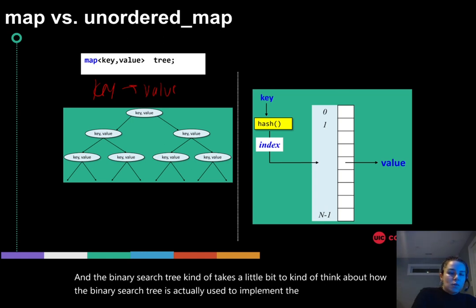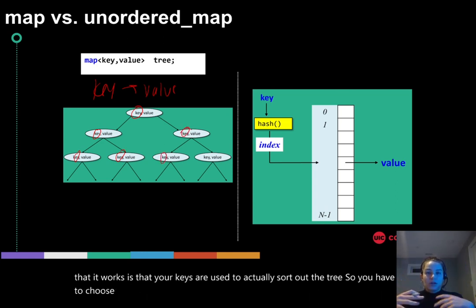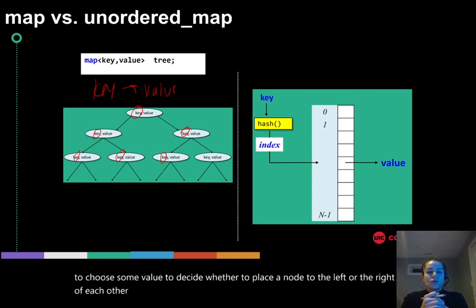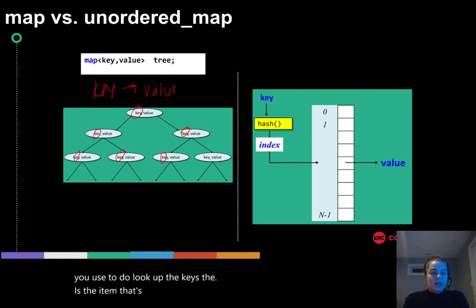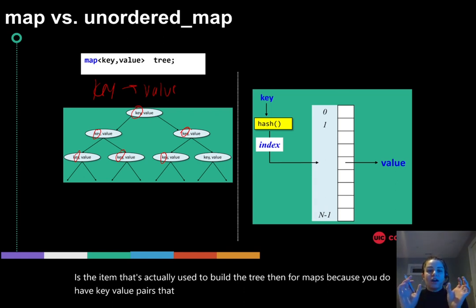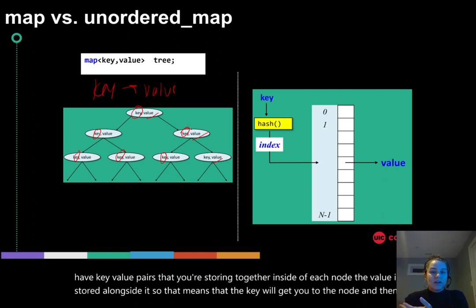The way that it works is that your keys are used to sort the tree. You have to choose some value to decide whether to place a node to the left or the right of each other node. With a map, since the key is the value you use to do lookup, the key is the item used to build the tree. Then, because you store key value pairs together, the value is stored alongside it inside each node. The key will get you to the node, and once you're there you can access the value.